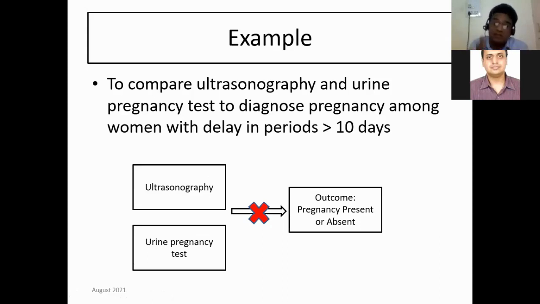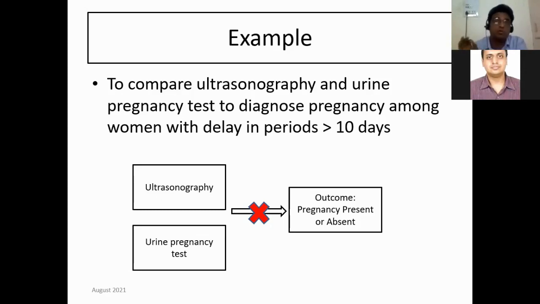Many students tend to understand it like this: okay, I'm intervening, I'm getting an ultrasound done for this patient, so this is an interventional study. No, that's not an interventional study. An interventional study is something where your outcome has to get affected. If by that intervention the outcome, which is pregnancy present or absent, is going to get affected, only then you think of it as an interventional study. So don't start interpreting RCTs or non-randomized control trials when they're not even interventional studies.